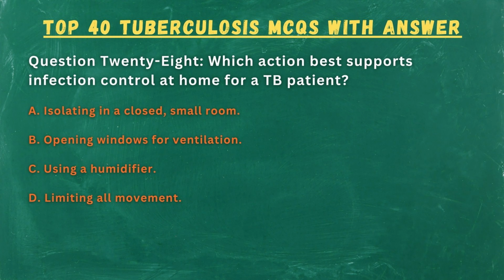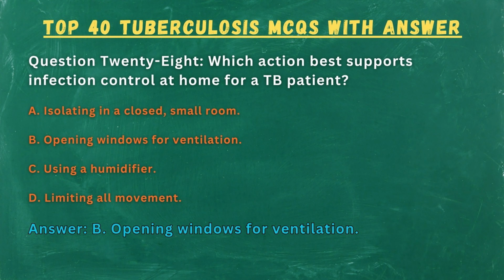Question 28. Which action best supports infection control at home for a TB patient? A. Isolating in a closed, small room. B. Opening windows for ventilation. C. Using a humidifier. D. Limiting all movement. Answer. B. Opening windows for ventilation.